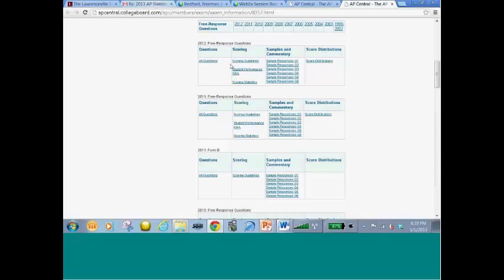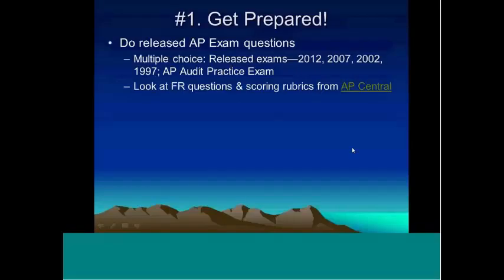All right, so let's return to getting prepared. There are obviously practice questions from other sources, but I would argue that none of them are as good as the ones that you can get from the College Board, the released exam questions.